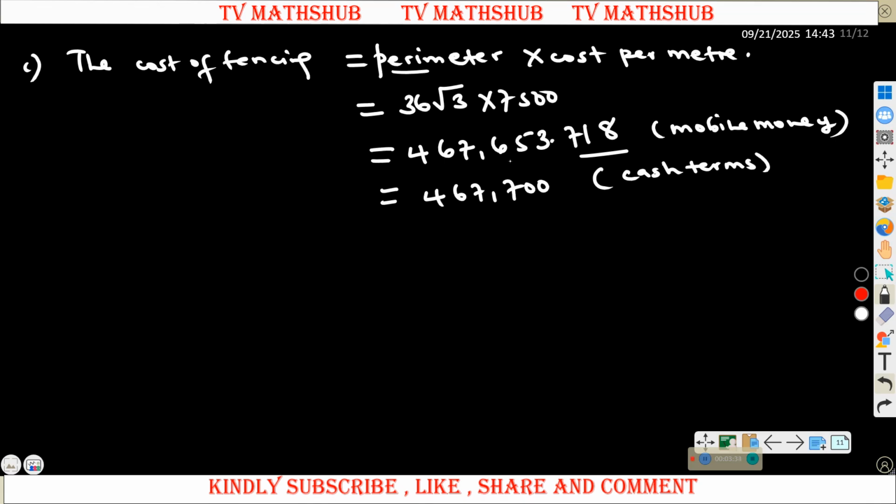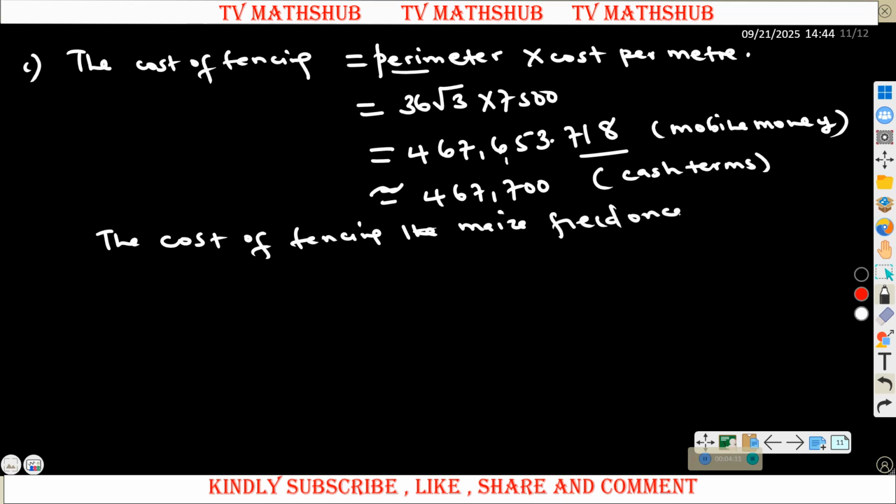So we can have it as 100. So 100 and 600 will give us 700. In other words, we are rounding off to this value, and then you'll be able to get the 700. So we can now say this is approximately equal to this in cash terms. So we can say the cost of fencing the maize field once is actually Uganda shillings.